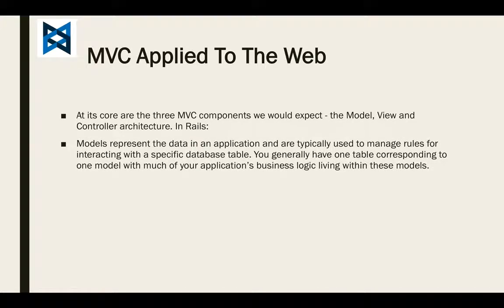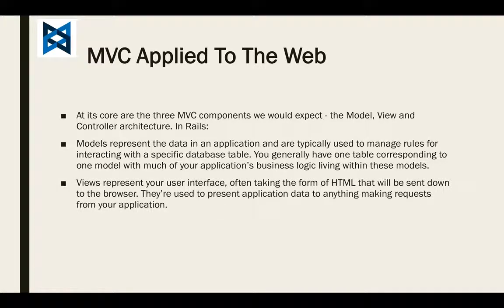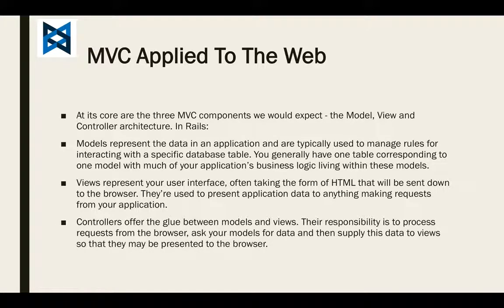Models represent the data in an application and are typically used to manage rules for interacting with a specific database table. You generally have one table corresponding to one model, with much of your application's business logic living within these models. Views represent your user interface, often taking the form of HTML that will be sent down to the browser. They're used to represent application data to anything making requests from your application.